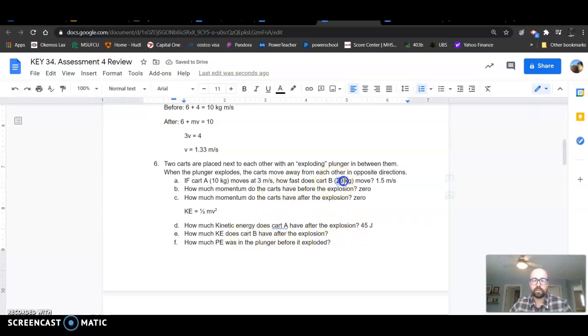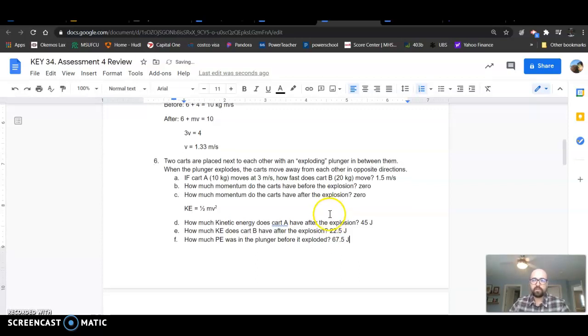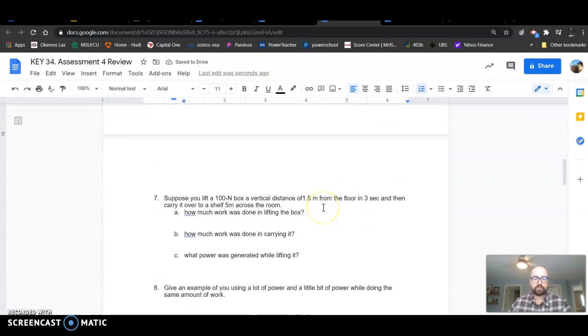Cart B, 20 kilograms, 1.5 meters per second. So half of 20, which is 10, times 1.5 squared, which is 15 times 1.5, is 22.5 joules. And if they have that much energy each after the explosion, then we know there was that much potential energy before, stored in the plunger that shot them apart. So that makes 45 plus 22.5, which is 67.5 joules. And make sure you're using the correct unit on these.